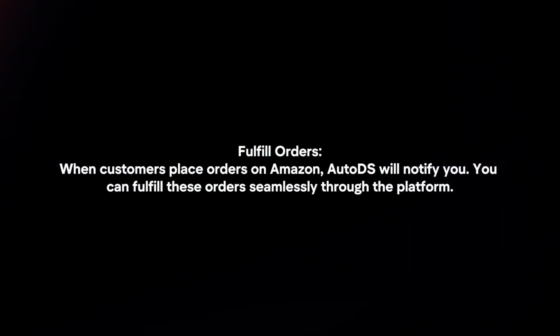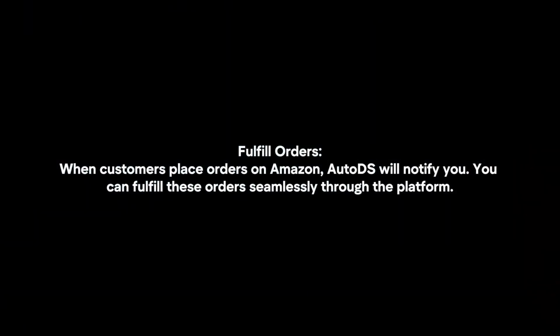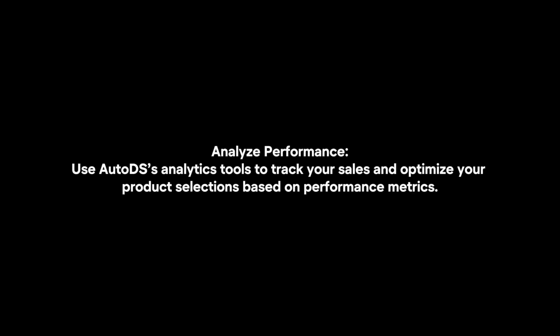Fulfill orders. When customers place orders on Amazon, AutoDS will notify you. You can fulfill these orders seamlessly through the platform. Analyze performance. Use AutoDS's analytics tools to track your sales and optimize your product selections based on performance metrics.